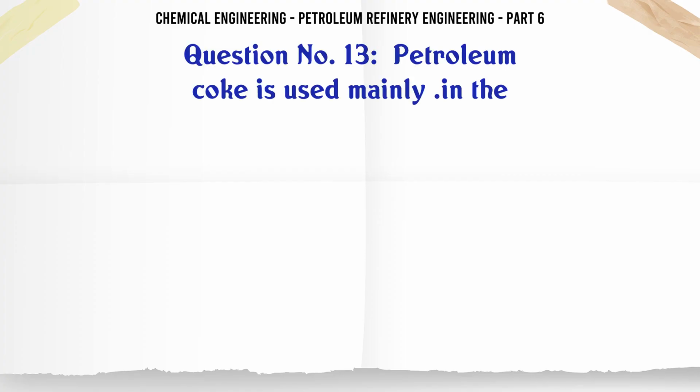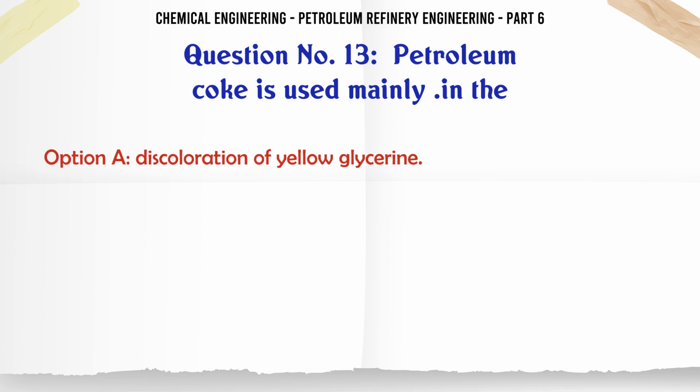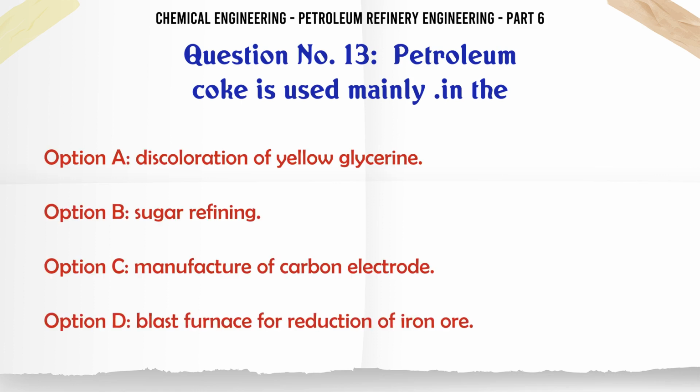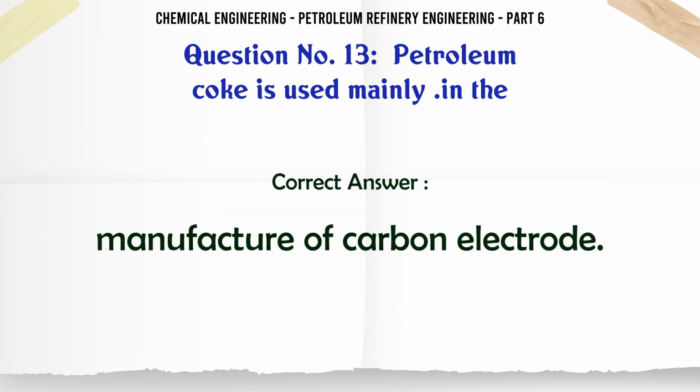Petroleum coke is used mainly in the A. Discoloration of yellow glycerin. B. Sugar refining. C. Manufacture of carbon electrode. D. Blast furnace for reduction of iron ore. The correct answer is manufacture of carbon electrode.